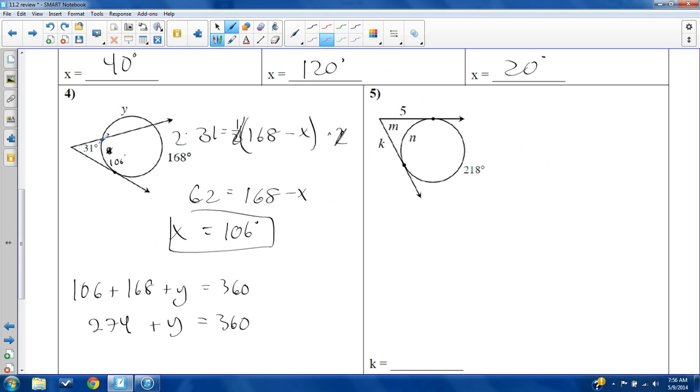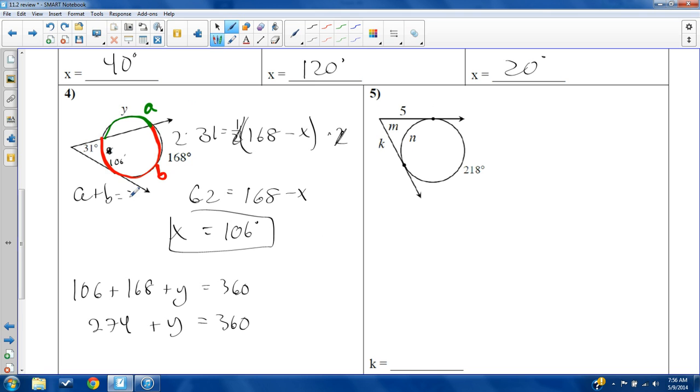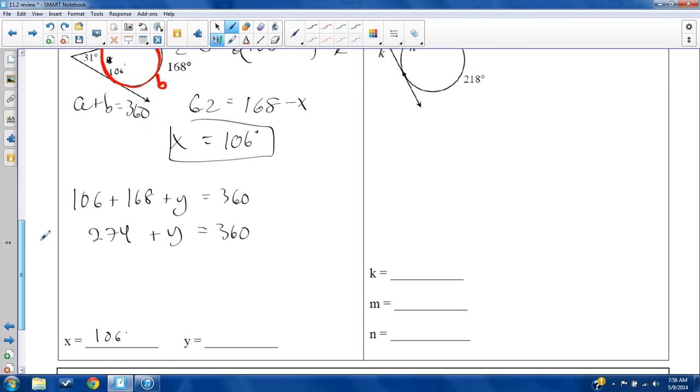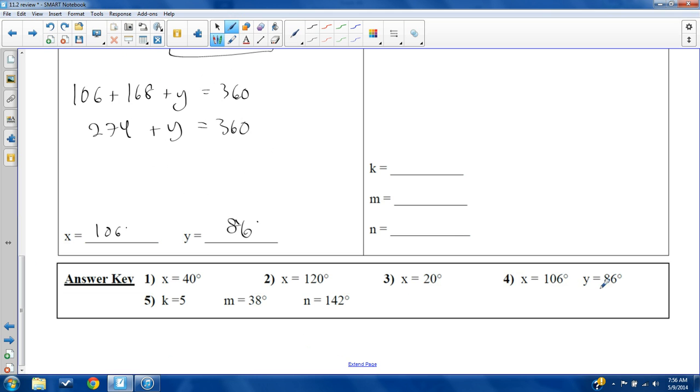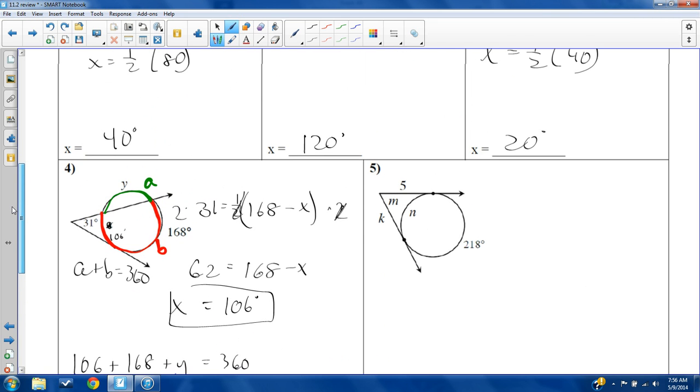So again, if you take a look, let's pretend like this was B, okay, and this was A. A plus B still equals 360. This B is 274, the A is y. Subtract 274 from 360, and you get y equals, I think that's 86. It's 86 or 96. I can't do the math in my head. Y equals 86 degrees. Okay, so y equals 86. Yeah, that's solving those.